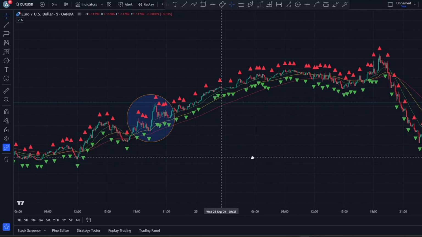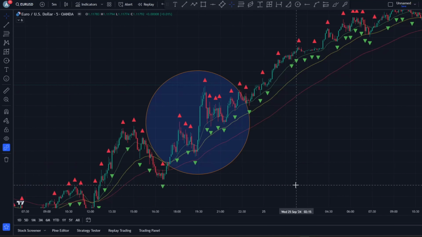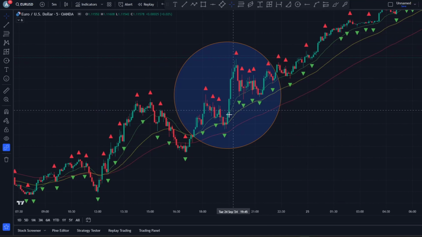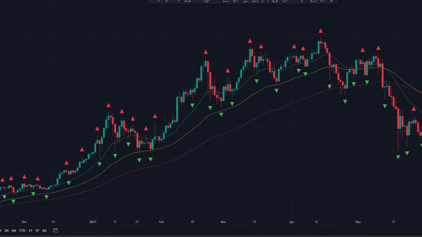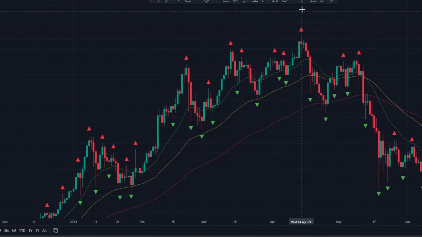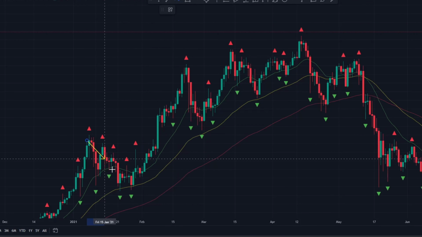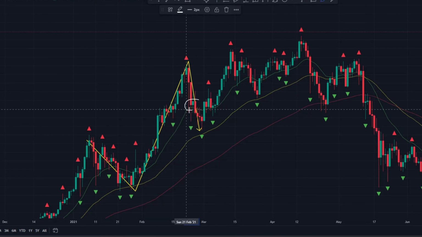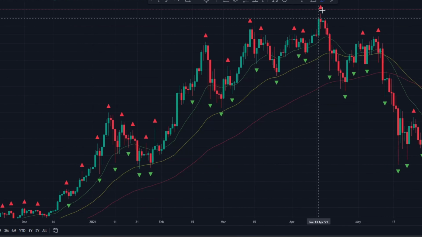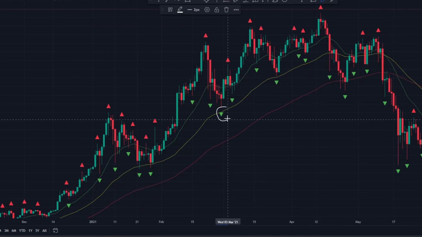Now that we know what the moving averages should look like, let's move on to the actual trade entry rules. For a long trade, buying opportunity, here's what you need to look for. The price should pull back under the 20-day moving average, green line, or sometimes even below the 50-day moving average, yellow line. Once the price pulls back, you'll need to wait for a green arrow from the Williams Fractals indicator. This is your signal to enter the trade.